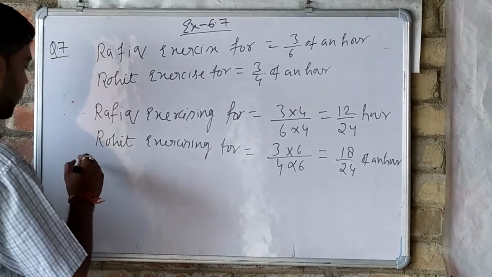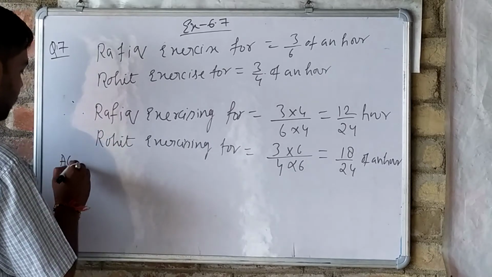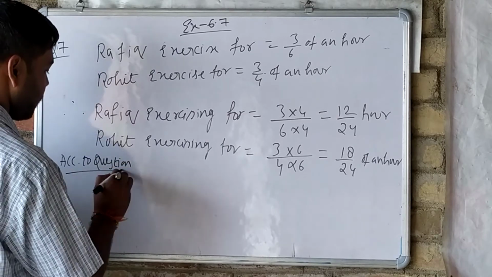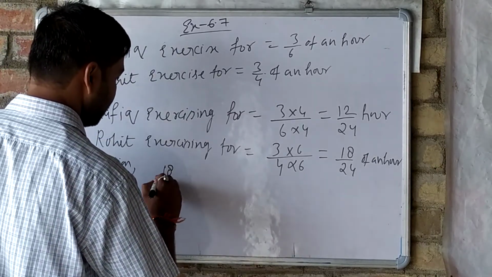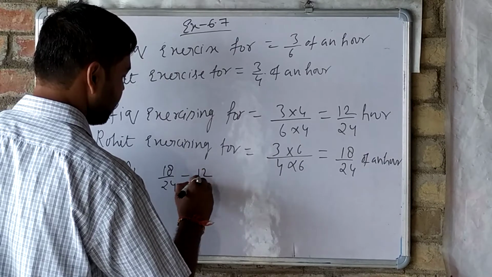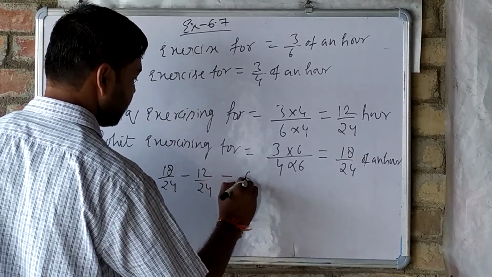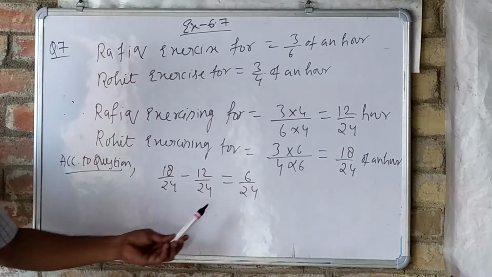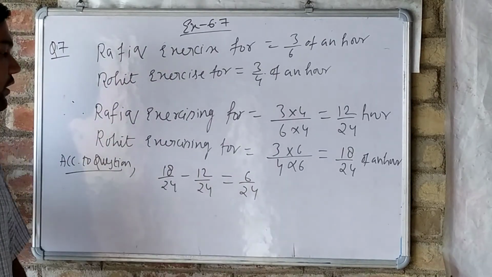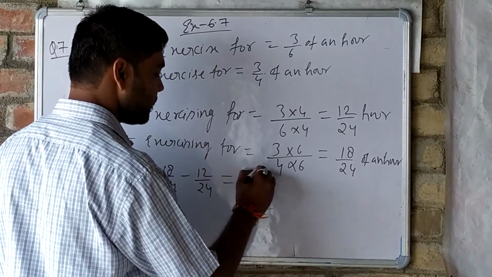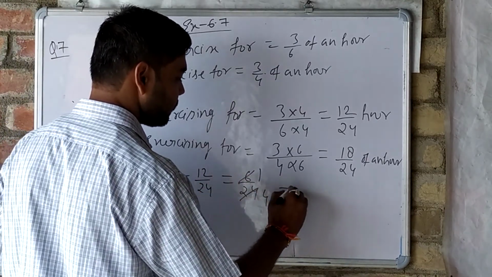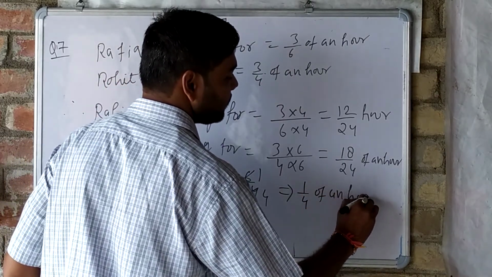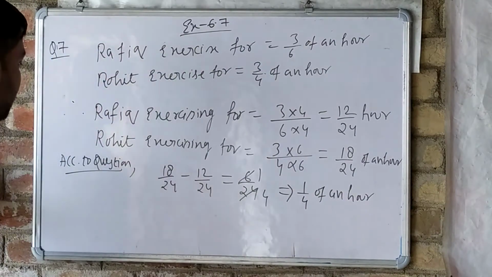Okay, and now what do we have to find? We have to find for how long. According to the question, 18 by 24 minus 12 by 24, that is 6 upon 24. 6 upon 24 is the answer. We can reduce it. 6 1s are 6, 6 4s are 24. So the answer is 1 by 4 of an hour. Rohit is exercising 1 by 4 of an hour longer than Rafiq.